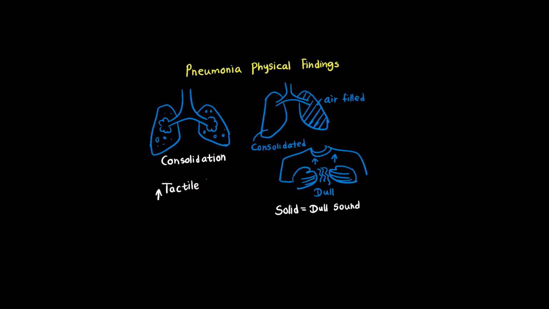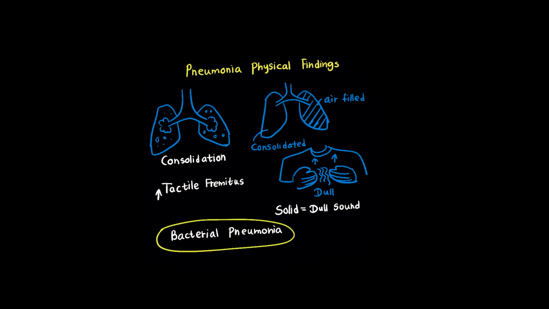These findings contrast with viral pneumonia's diffuse pattern without focal consolidation. The correct answer is bacterial pneumonia because the combination of dullness to percussion and increased tactile fremitus indicates lung consolidation typical of bacterial infection.